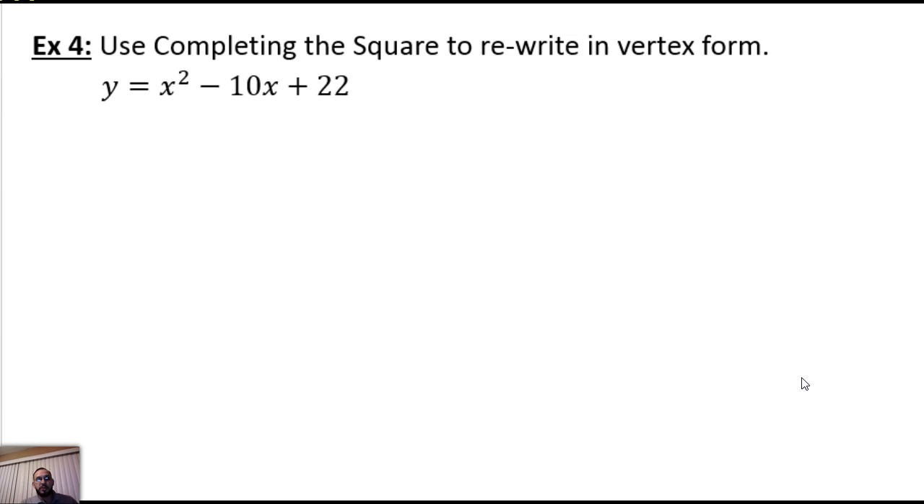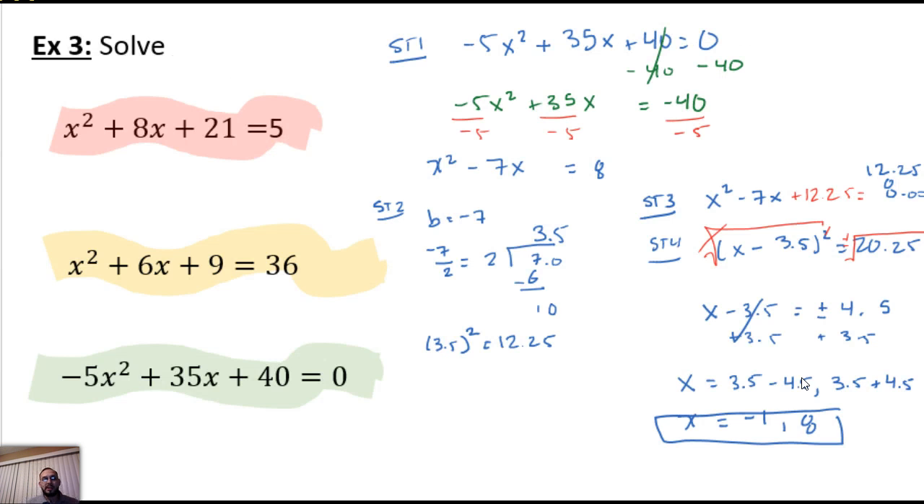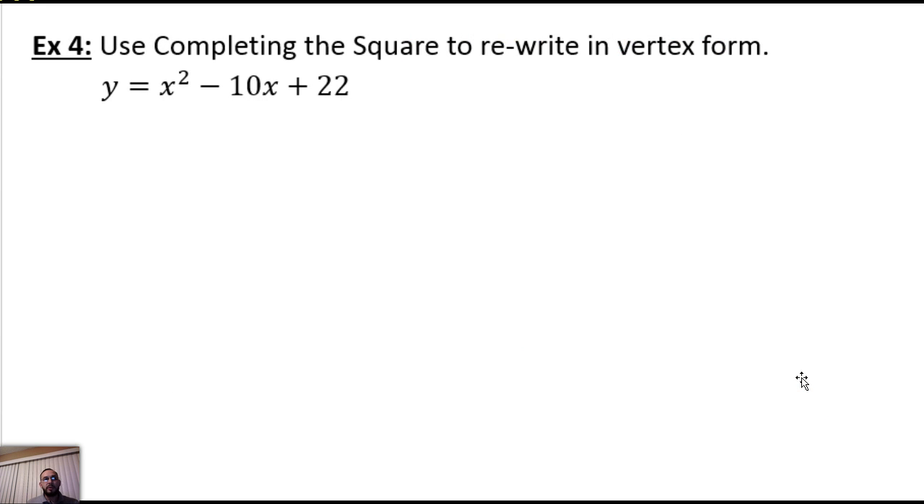Example 4 says use completing the square to rewrite in vertex form. Our example 3 was the last example where we show the 5 steps. But when we use the completing the square method to rewrite in vertex form, earlier in the lesson I taught you guys a different method using the axis of symmetry and all that good stuff. Here I'm going to actually use the 5 steps. So I do want you guys to practice this.